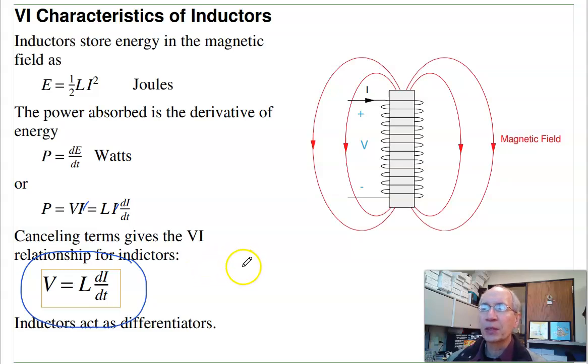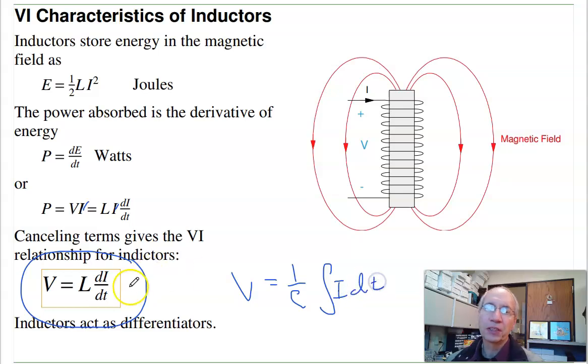So last week we looked at capacitors. For capacitors, voltage is 1/C times the integral of i dt. Capacitors are integrators. Inductors are differentiators.